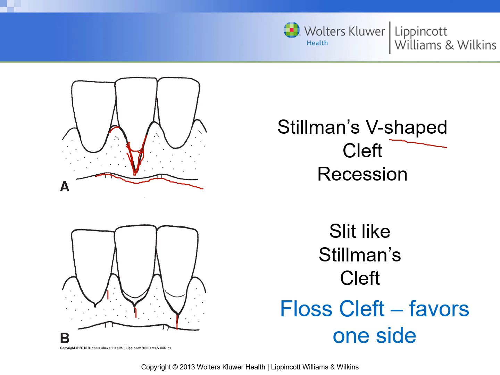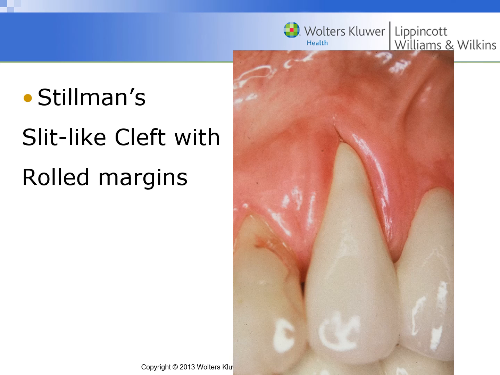Sometimes they can be on the side over here or over here if they just keep burying down, year after year. And sometimes they can be in the middle. But they're both Stillman's. One is slit-like and one is from recession. Here's what it looks like on a real person. This looks like rolled margins. You can easily see these rolled margins. This is the Stillman's cleft.